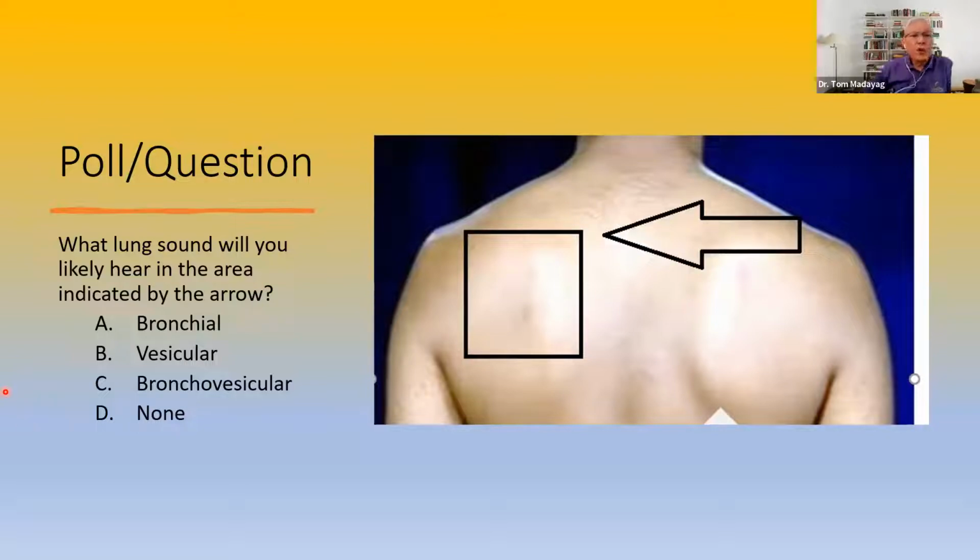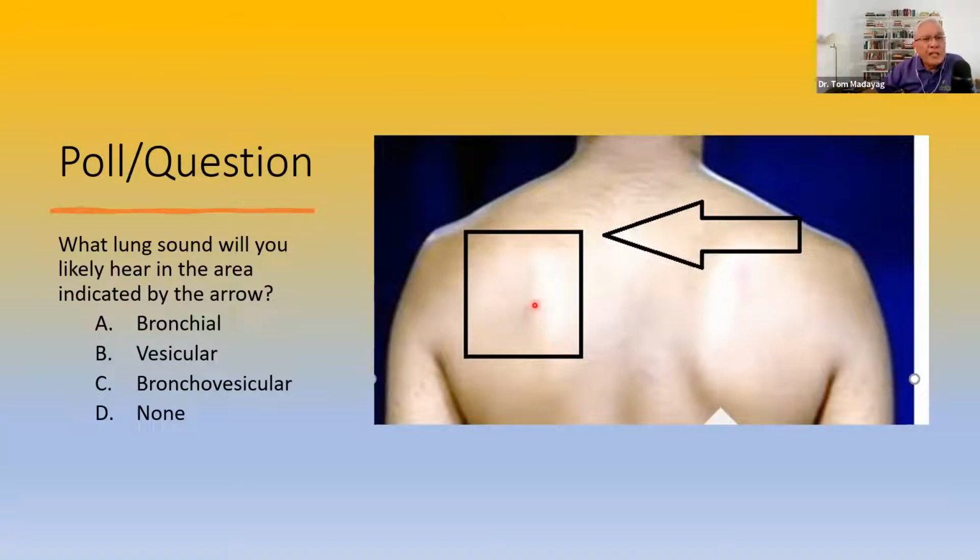Whenever we're listening to lung sounds, we have to make sure that we understand what anatomical structures are underneath your stethoscope. Right over this area is the scapulae, right? And the scapulae is a thick bone, and therefore it will not be able to transmit breath sounds to your ears. So the correct answer to that question is you will not hear anything.